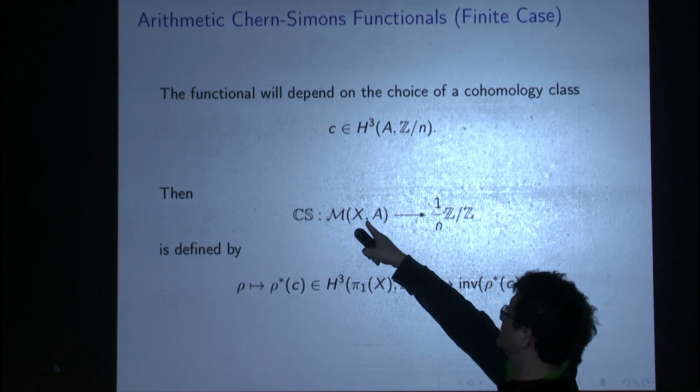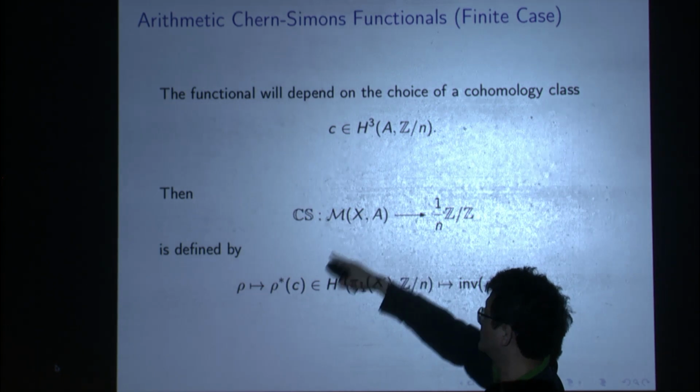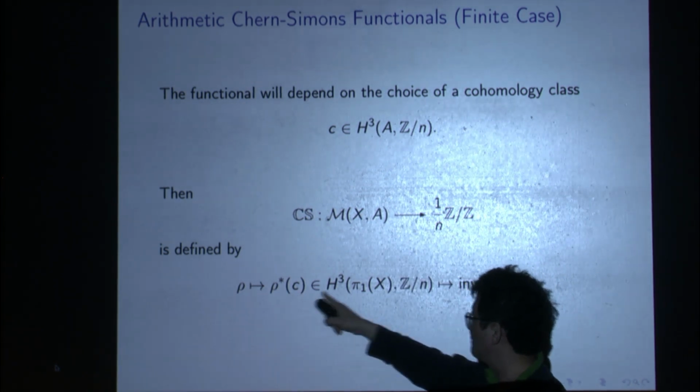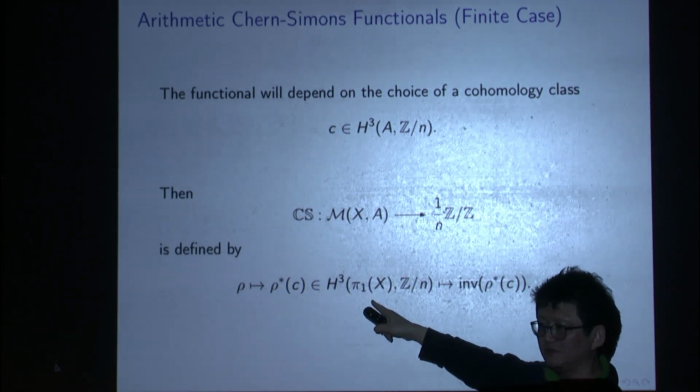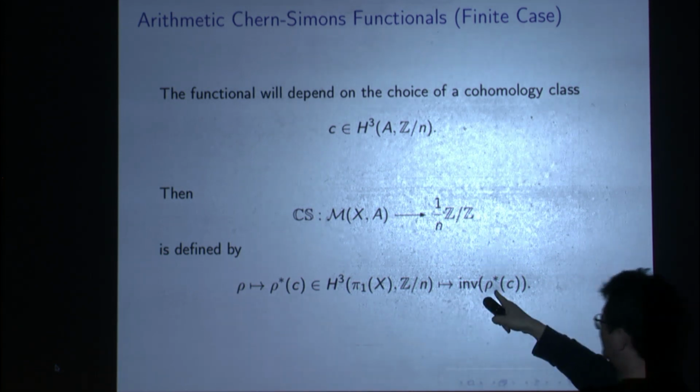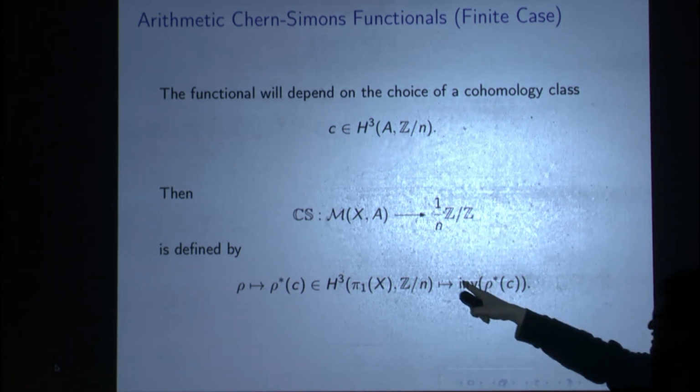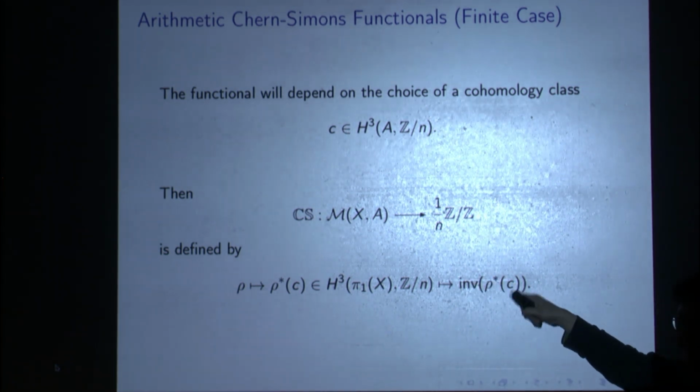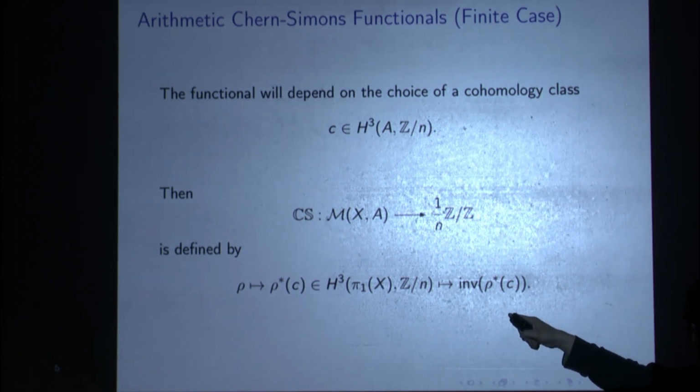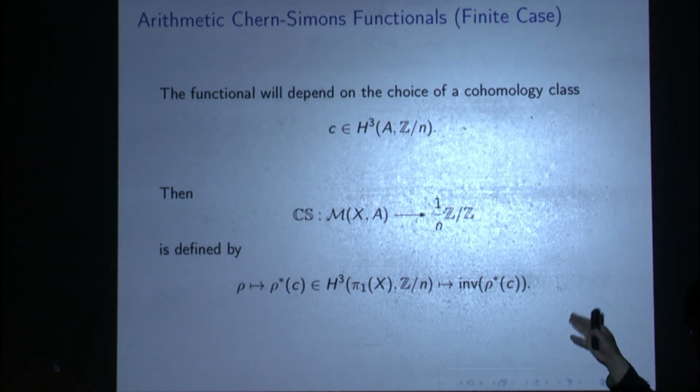Given a representation, what do we do? We use the representation to pull back a cohomology class of pi1, which then maps to this cohomology group, H3 of X with Z mod n coefficients. Sorry, I should have written that in the middle. Then this has an invariant inside Q mod Z, which for this is in 1 over n Z mod Z. So that's a function. That's all there is to it.